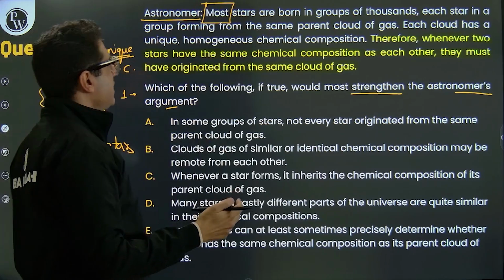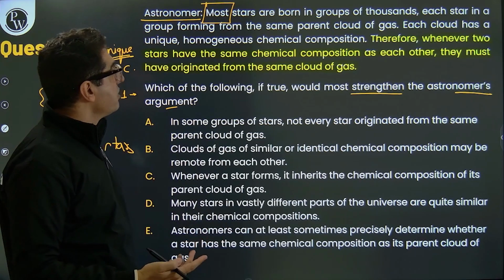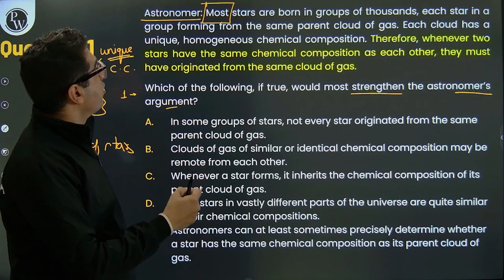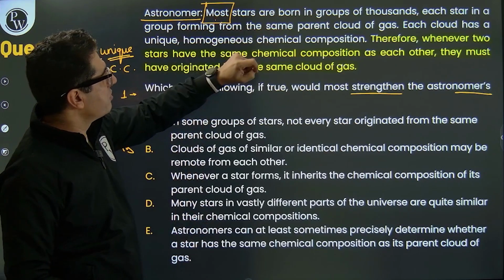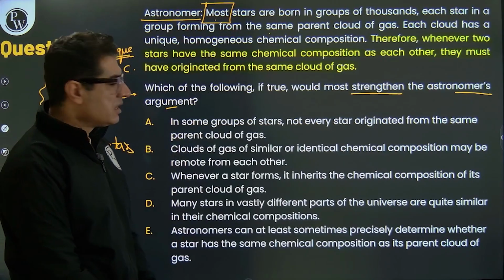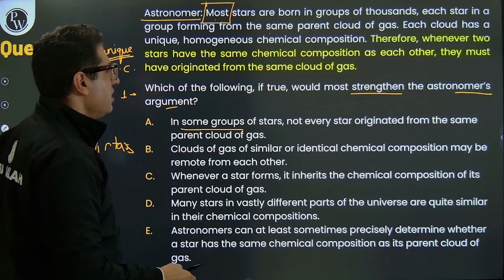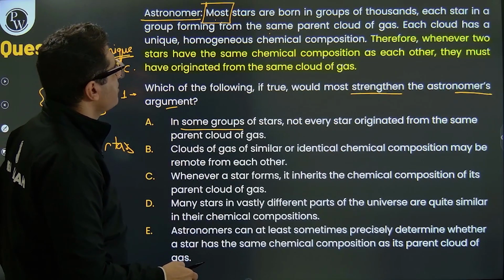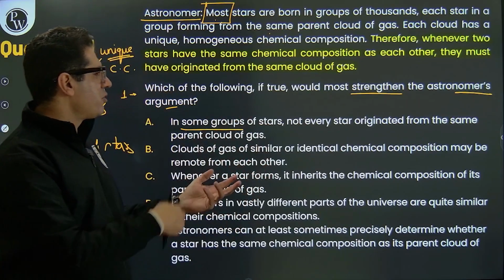So it basically means that a large majority, almost all maybe, of them are born in groups of thousands, each star in a group forming from the same parent cloud of gas. So it says it happens for most of them. But then there can be some that do not. So if we know about some that do not obey this, then if two stars have the same chemical composition, they must have originated from the same cloud of gas, or not.